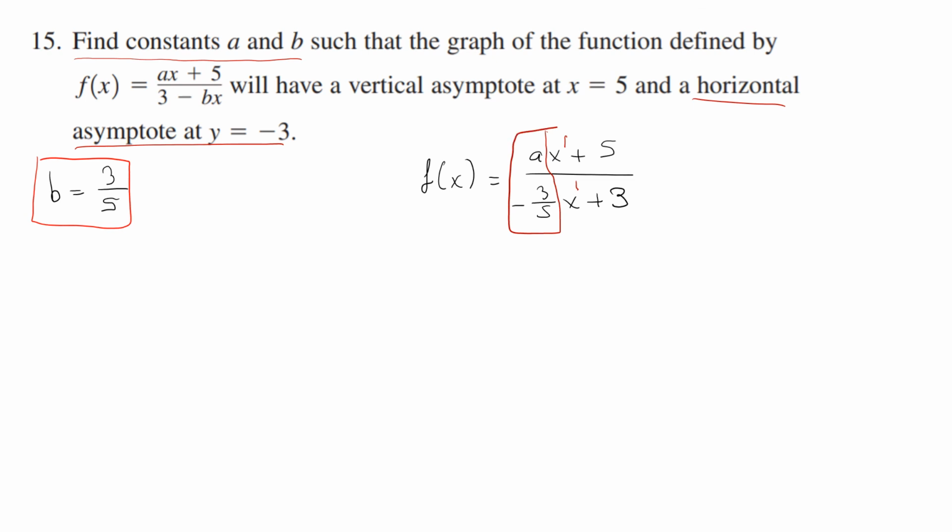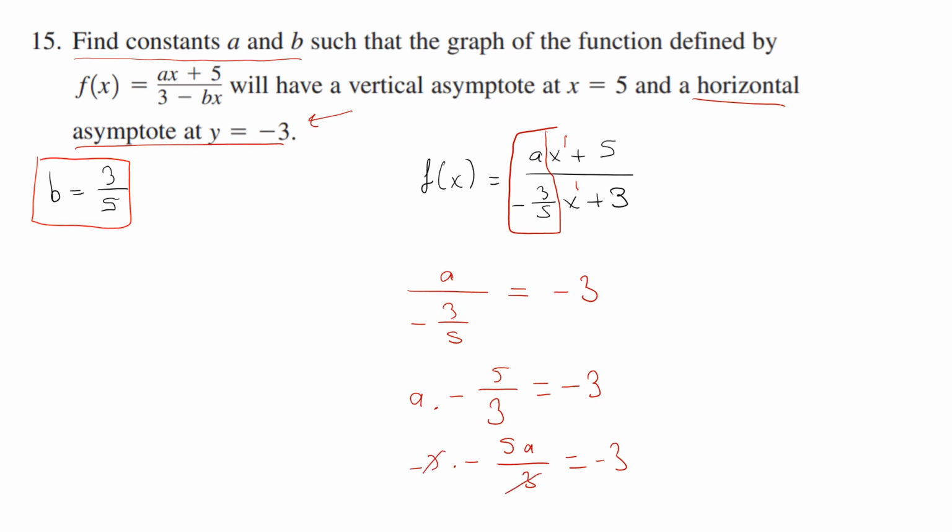Right now what I have as constants is a over -3 over 5, and I know this value needs to equal the value given to me, which is -3. Now, dividing a by -3 over 5 is the same thing as flipping it and multiplying it. So then I have the value of -5a over 3 equaling -3. Now I'm going to multiply each side by -3 to get rid of this. So I'm also going to multiply this by -3.